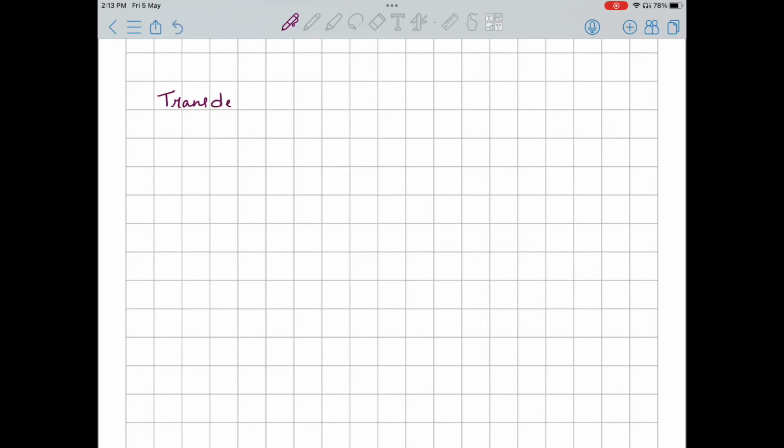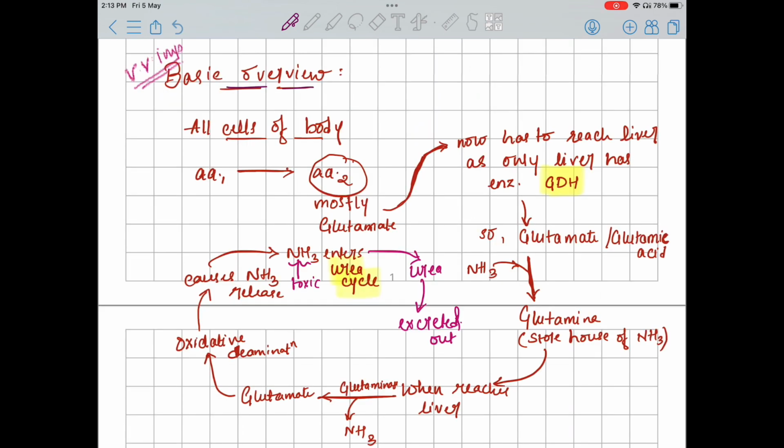So today the basic process that we are going to look at is trans-deamination. We looked at transamination. Trans-deamination includes transamination followed by oxidative deamination. Now we would look at the overview.